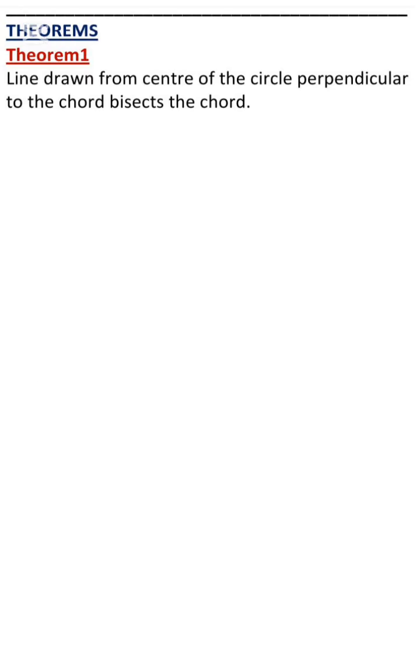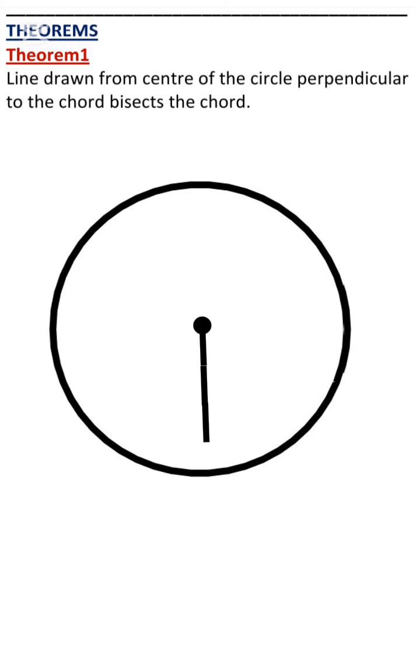Let's dive into theorems. Theorem number 1. Line drawn from the center of the circle perpendicular to the chord bisects the chord. This theorem means that whenever you see the line drawn from the center going to form 90 degrees angle on the chord, just know that that particular line bisects the chord. It divides the chord into 2 equal parts.